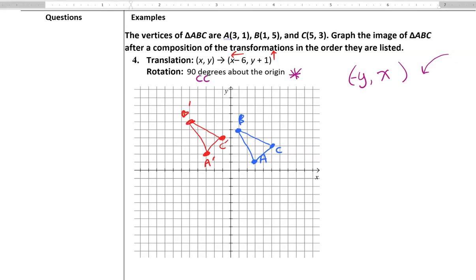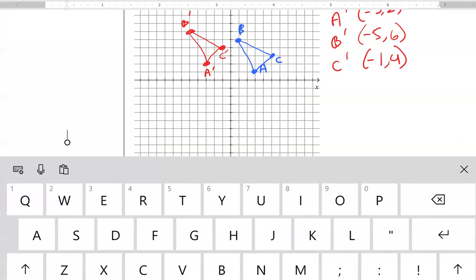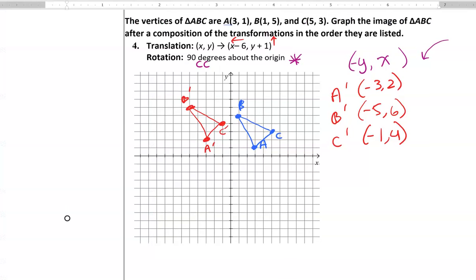So I'm actually going to write down these 3 ordered pairs so I can see them. So A is at -3, +2. B is at 1, 2, 3, 4, 5, 1, 2, 3, 4, 5, 6. So that's a -5, +6. And then C is at -1, 1, 2, 3, 4. Oops. Okay, so I'm going to go ahead and just write down the ordered pairs.